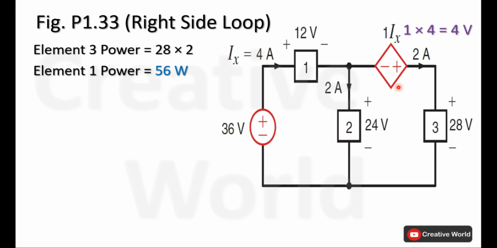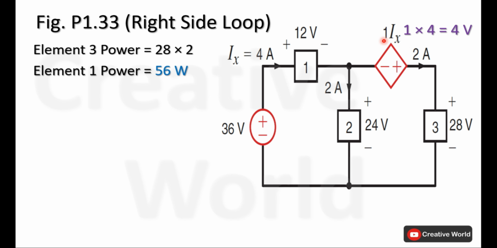Before calculation of the current dependent voltage source power, we should have the voltage across this element. The voltage equation of this element is given as 1 multiplied by Ix and the Ix value is 4 ampere. So the voltage of this element can be calculated by entering the value of Ix. 1 multiplied by 4 is equal to 4 volt. So the 4 volt will be across this element.